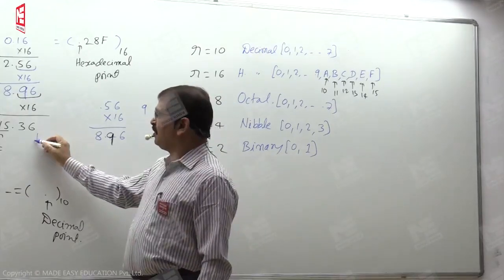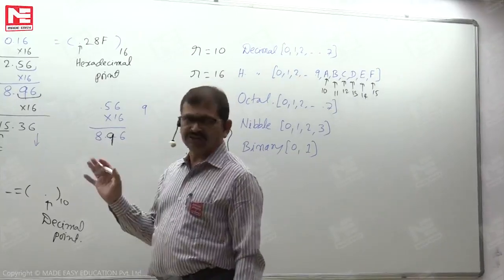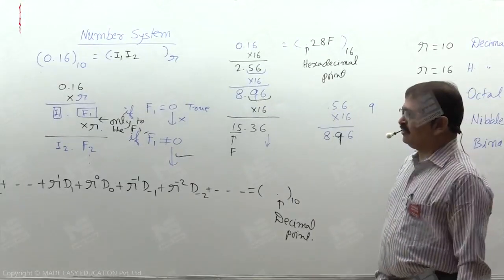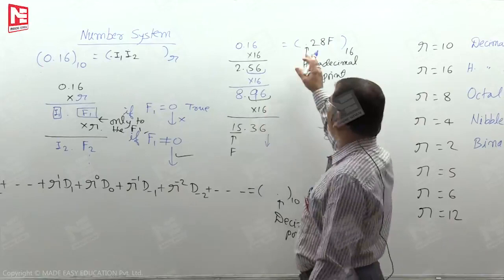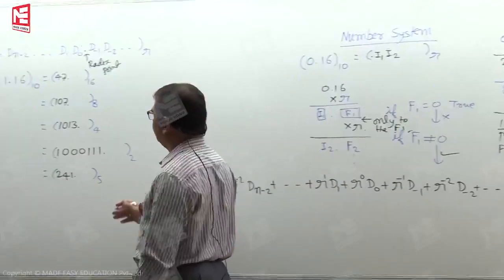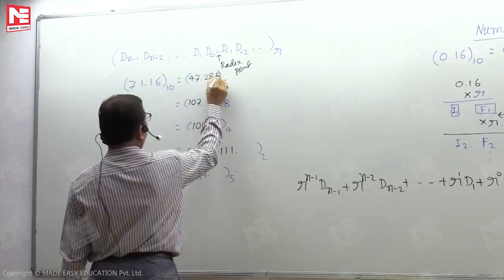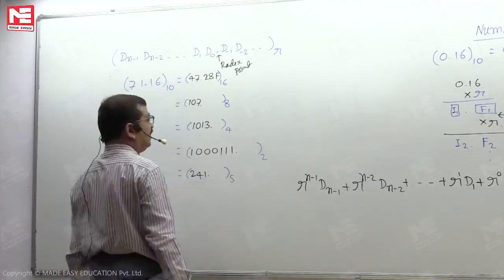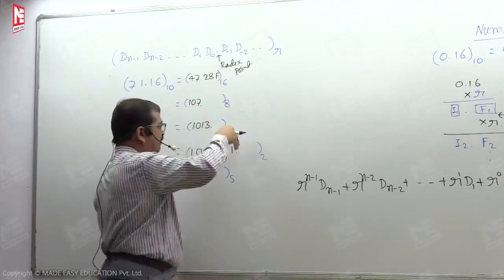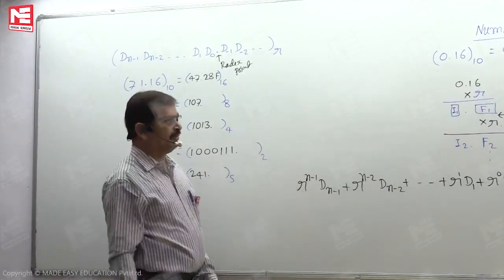If you go for any further multiplication, the fractional part never becomes 0. So let's stop with these 3 digits after the hexadecimal point. After the hexadecimal point, we write 2, 8, and F. Similar work we need to extend for octal, nibble, binary, and also the radix 5 number.